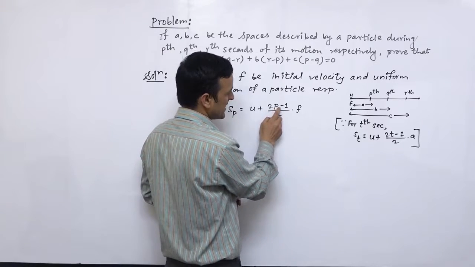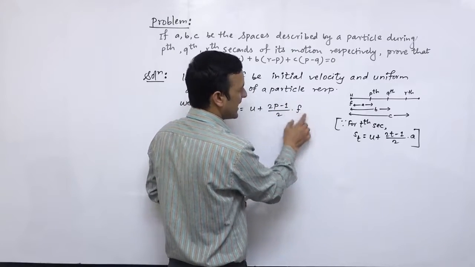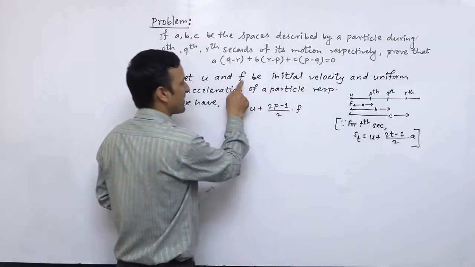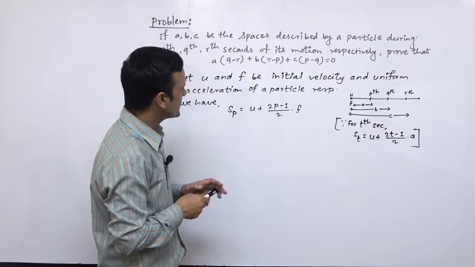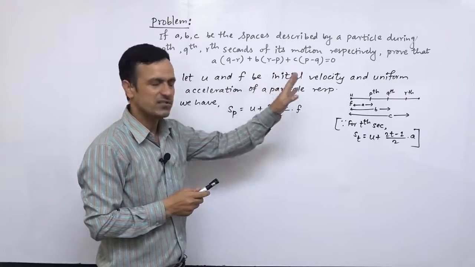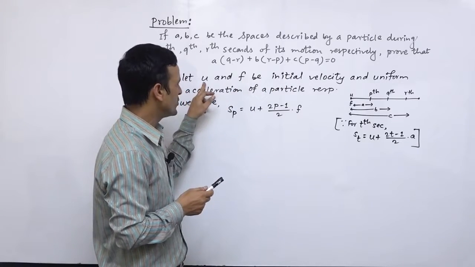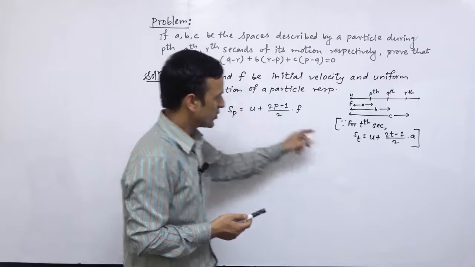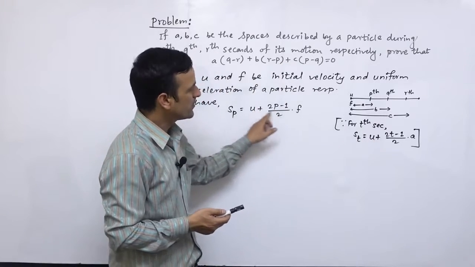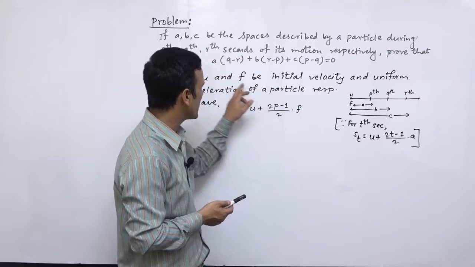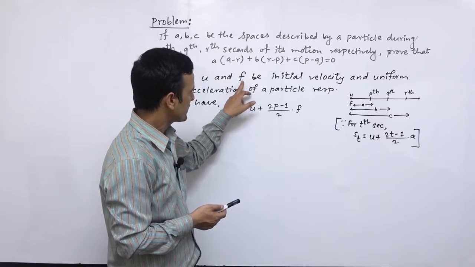And 2t, that means 2p. And acceleration is here F. We have to suppose this F represents the uniform acceleration. U is the initial velocity, so here is also U, here is also U. But in the place of acceleration, we have F.